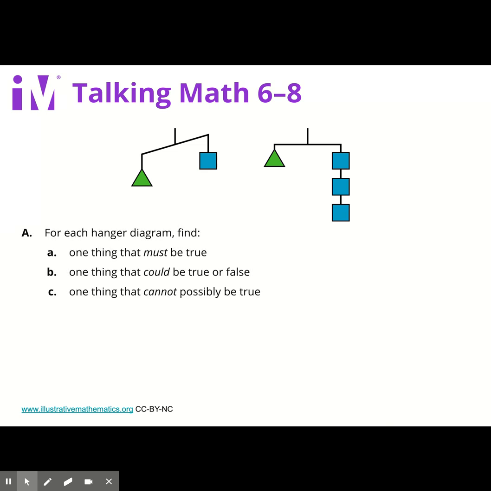For each hanger diagram, I want you to find one thing that must be true, one thing that could be true or false, and one thing that cannot possibly be true. Go ahead and take some think time, hit pause, and hit play when you're ready to hear some answers.